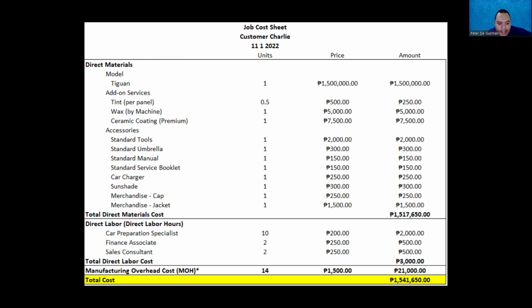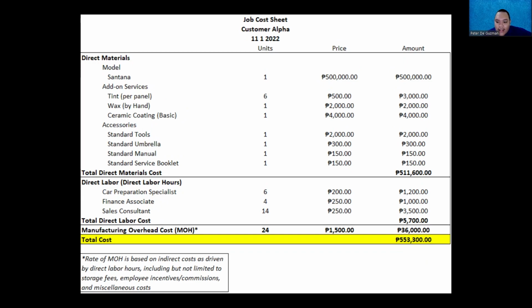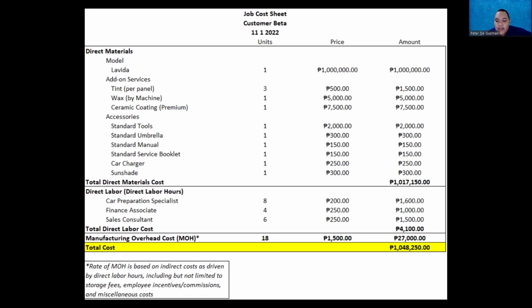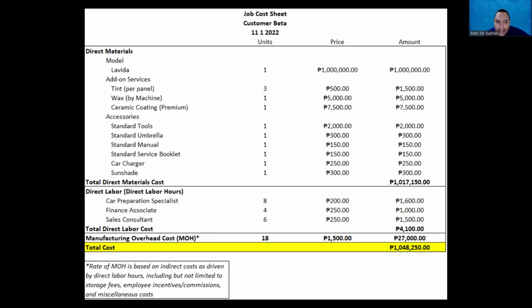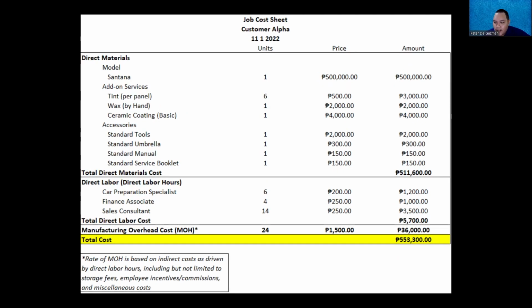And that now ends our total direct materials cost. For Alpha, it's around 511,000. For Beta, it's 1,017,150. For Charlie, it's 1,517,000 and a couple of hundreds. What can be obtained from the direct materials section?